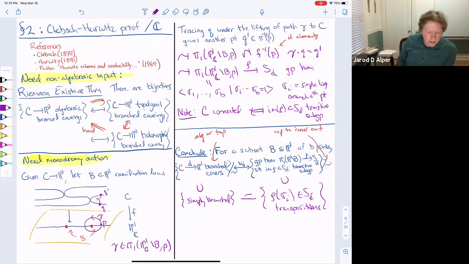All right, so I think we now have the background to cover the Clebsch-Hurwitz proof. But I'll pause for a second.